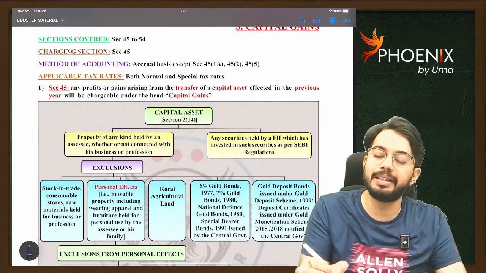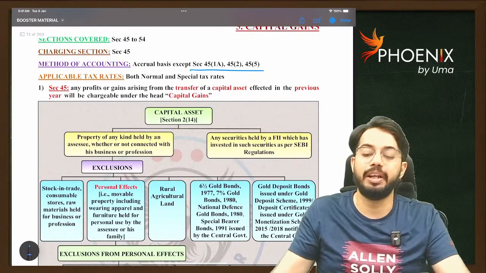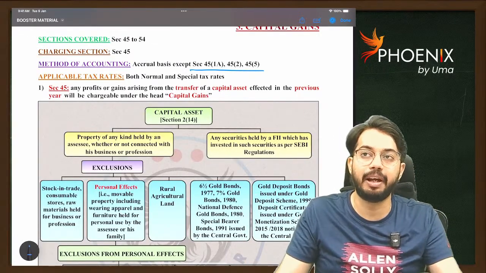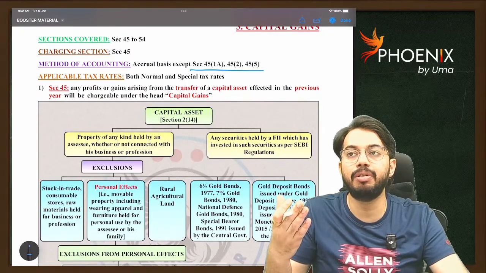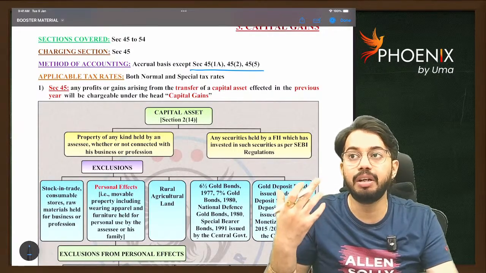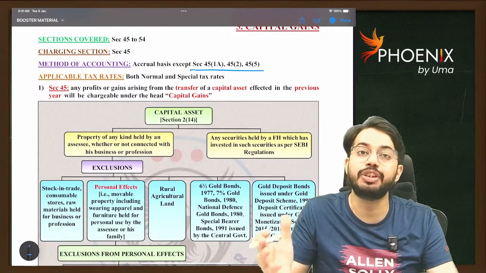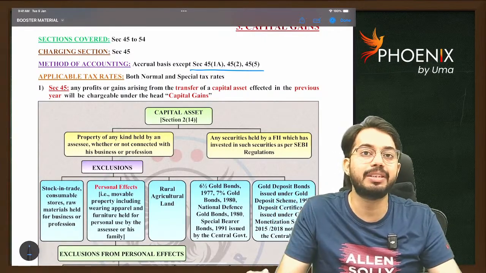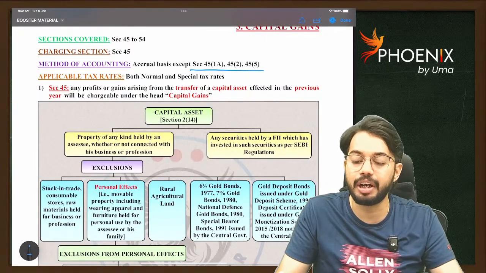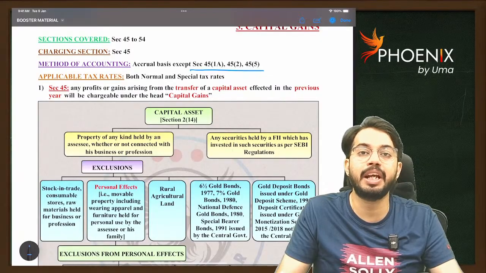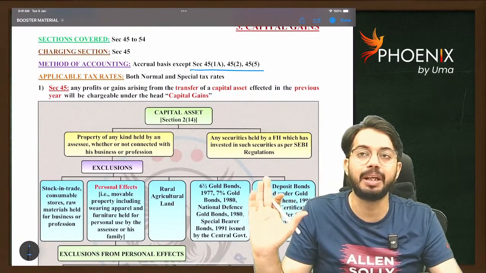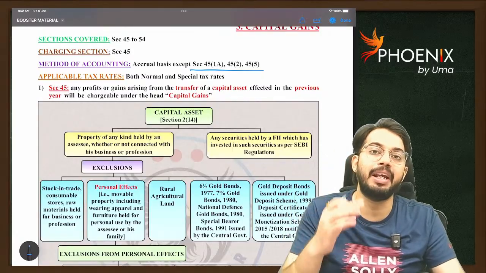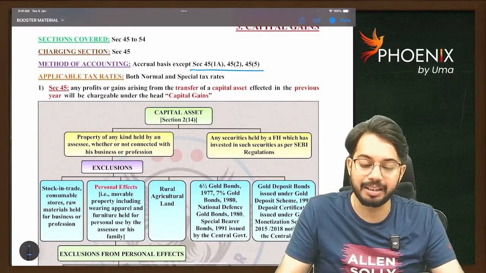So accrual basis, except section 45(1A), 45(2) and 45(5), that we will discuss a little later. 45(1A) means loss or damage or destruction of capital asset. 45(2) is conversion of capital asset into stock in trade. 45(5) is compulsory acquisition of capital asset. In all those cases, the year in which you get money, that year capital gains are taxable.